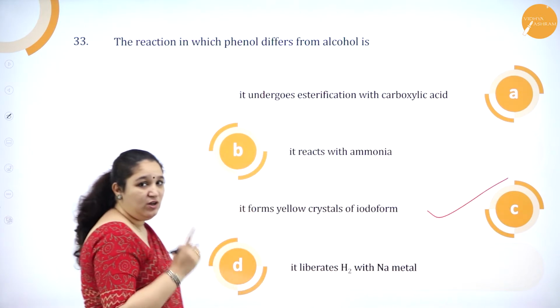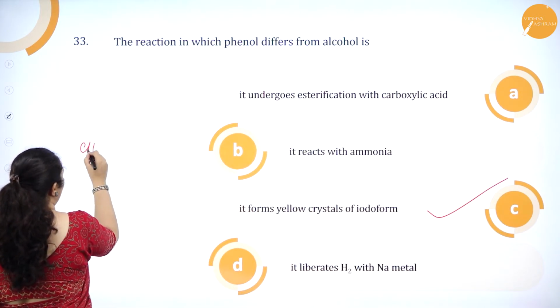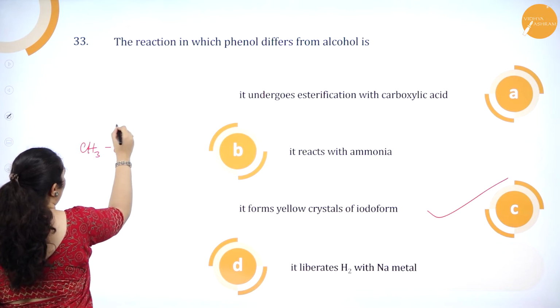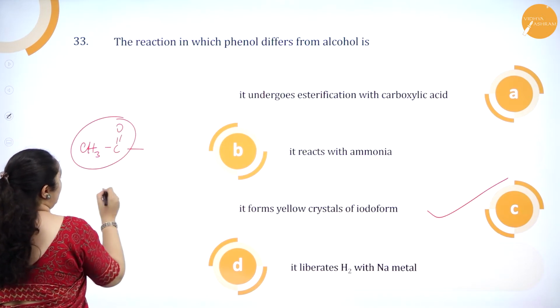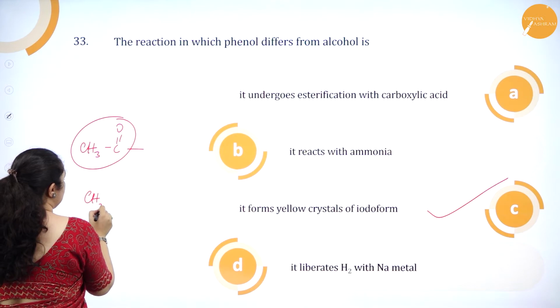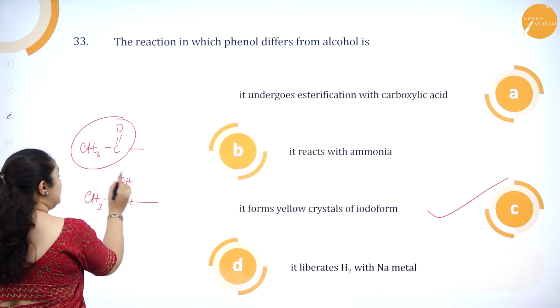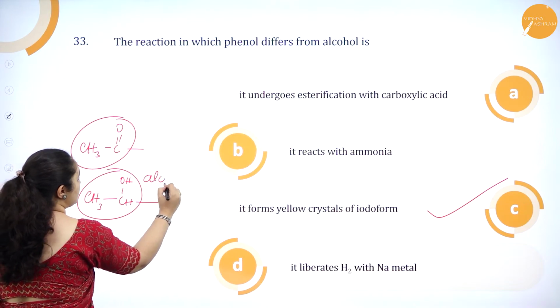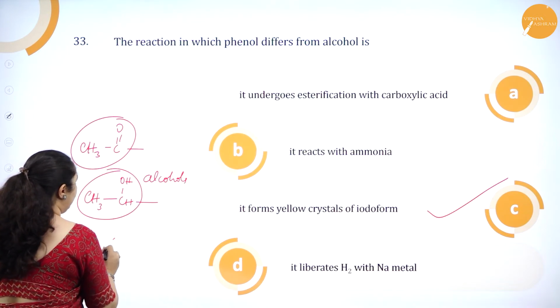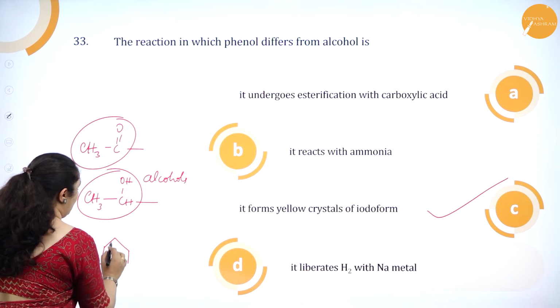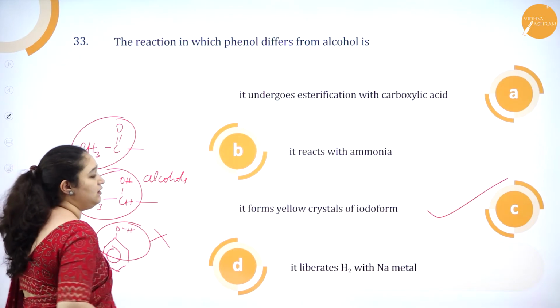Why? I'll tell you all. For iodoform reaction, we require the CH3C double bond O group. This group should be present, or at least the CH3CHOH group should be present. This is possible with alcohols, but with phenols it is not possible at all. That is the reason.